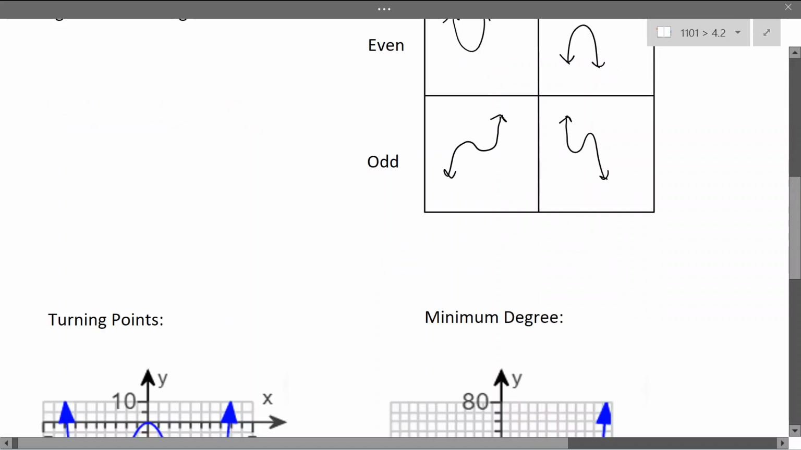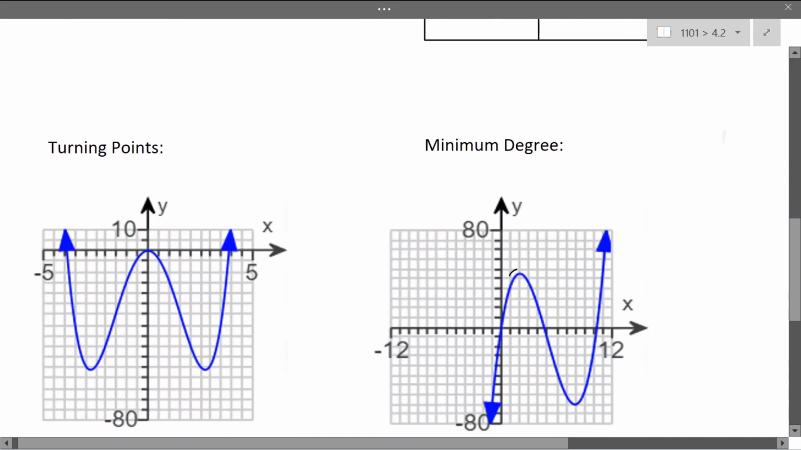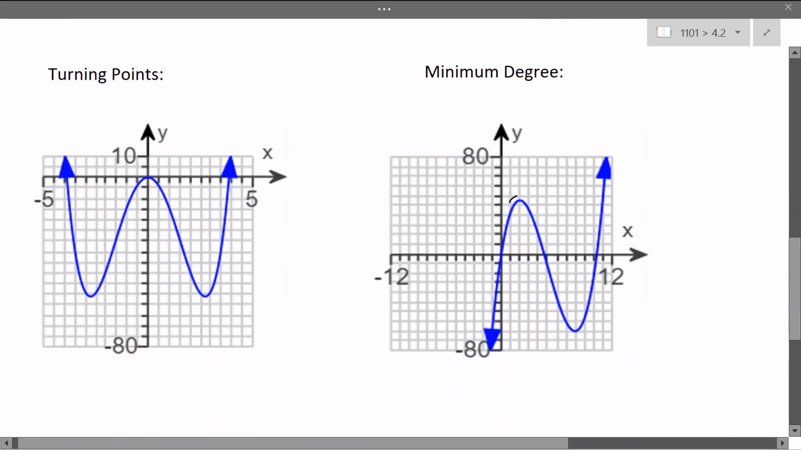Next, let's talk a little bit about turning points and minimum degree. Turning points are where your graph changes direction. So it's going to be your peaks and valleys. So in our examples here, we have a turning point here, here, and here. And in our second example, we have a turning point here and here.